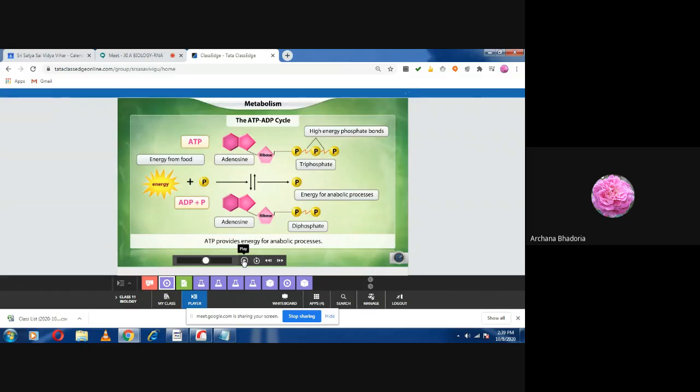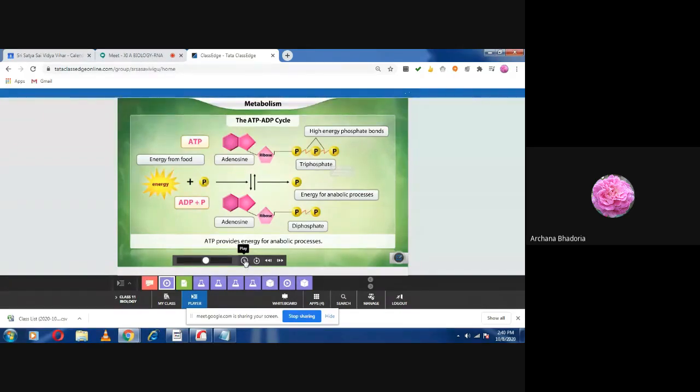So this is a reversible reaction. Can you see in the center the reversible arrows are there, which is showing that ATP will form ADP by the breakdown of one phosphate, and then ADP by the addition of one phosphate will form the ATP again. So this is a reversible process. It goes on in a cyclic way.